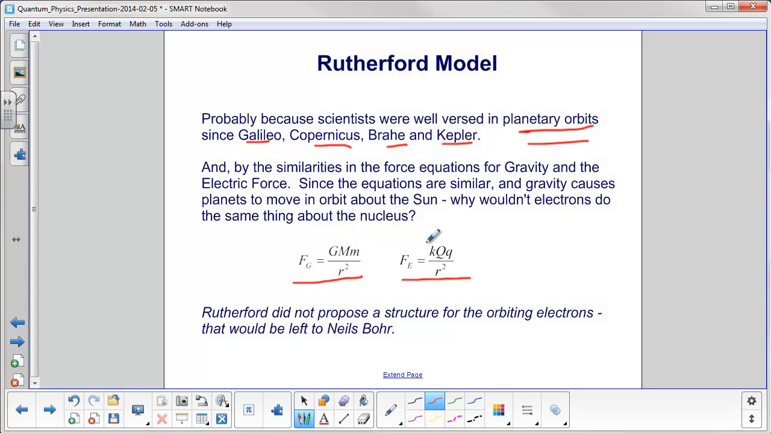Both have a constant in front of them. And in gravity, the key operator are the masses. And in the electric force, it's the charges. So, since the equations are similar, and gravity causes planets to move in orbit about the sun, why wouldn't electrons do the same thing about the nucleus? Now, Rutherford did not propose a structure for these orbiting electrons. That would be left to Niels Bohr.